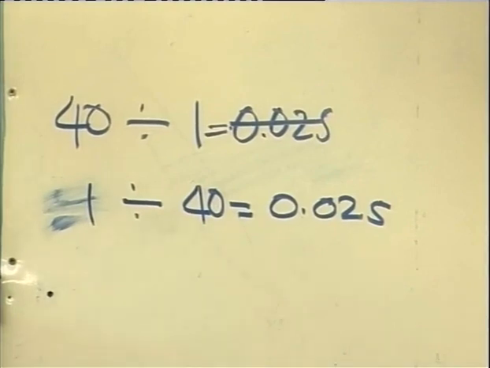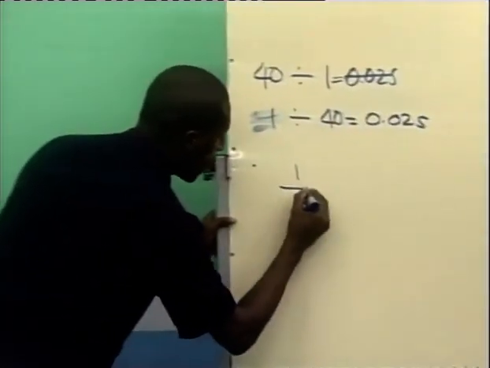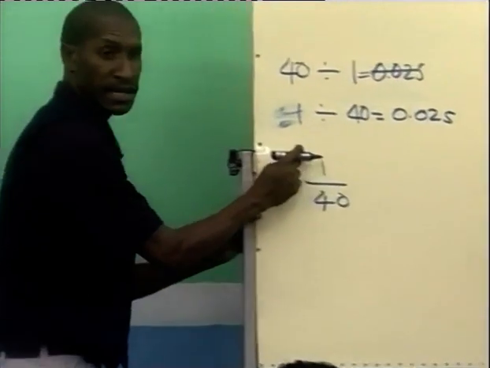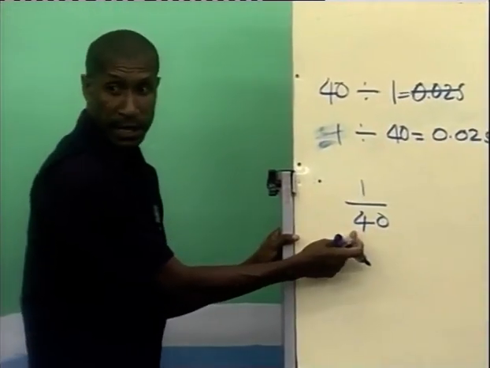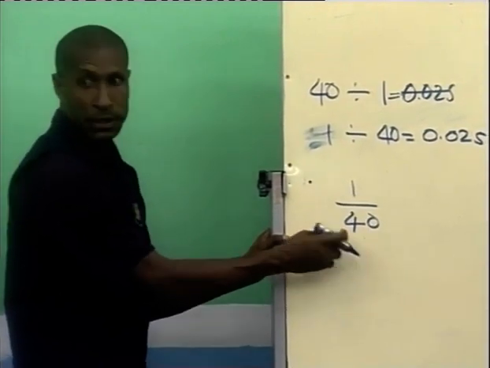Now, receiving students and ATs, when you want to change fractions to decimals, it is not that difficult. You divide the numerator by its denominator. So, 1 over 40, 1 is the numerator and 40 is the denominator. So you divide the numerator by its denominator. So that's how you change the fraction to decimal.